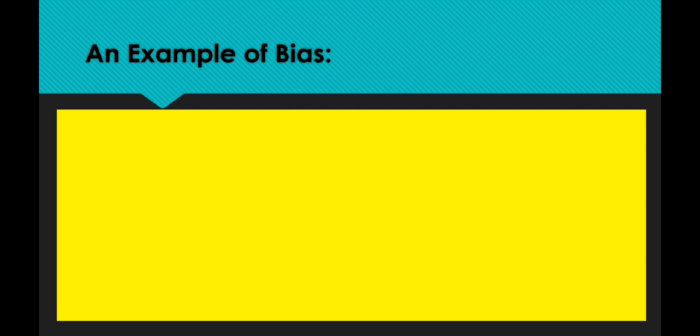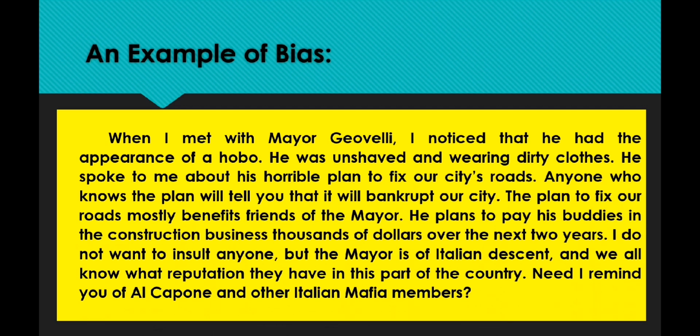Let us have an example of bias in writing. When I met with Mayor Jobelli, I noticed that he had the appearance of a hobo. He was unshaved and wearing dirty clothes. He spoke to me about his horrible plan to fix our city's roads. Anyone who knows the plan will tell you that it will bankrupt our city. The plan to fix our roads mostly benefits friends of the mayor. He plans to pay his buddies in the construction business thousands of dollars over the next 2 years.